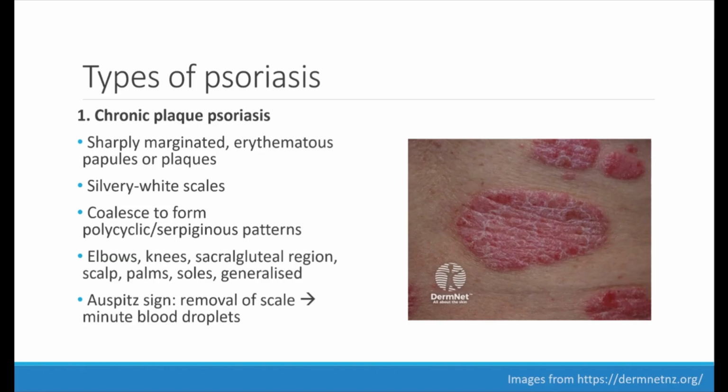Common sites involved include the elbows, knees, sacrogluteal region, scalp, palms and soles, and it can even be generalized. Auspitz sign occurs if you remove the scale and you see minute blood droplets. However, we don't recommend that you do this routinely in clinical practice anymore.